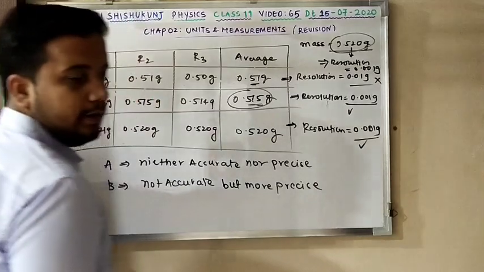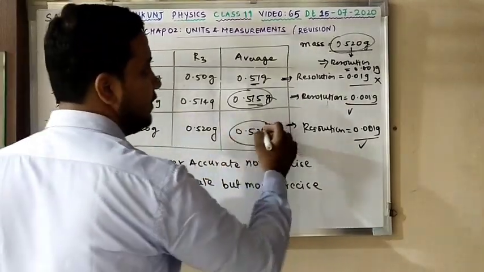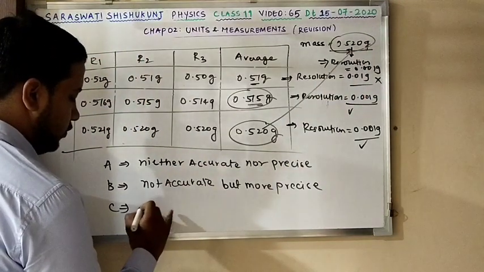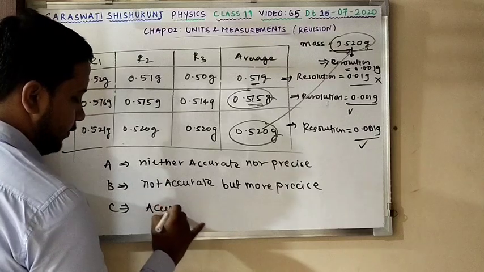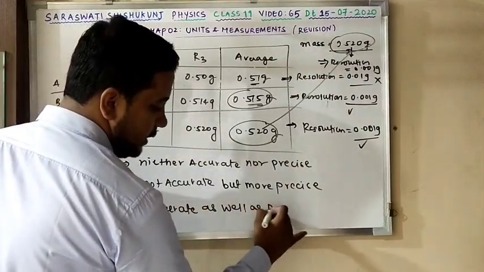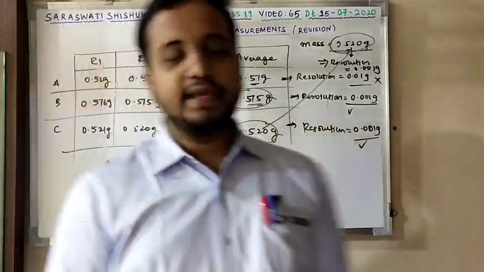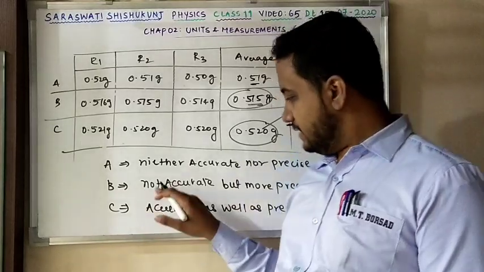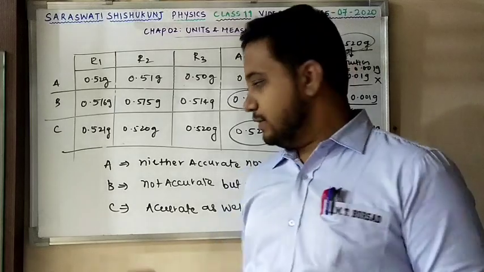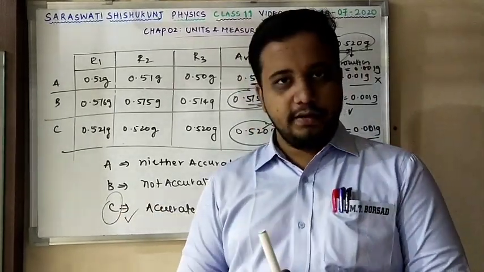Still this clear? For student C, you can observe that there is less difference. The final value matches the true value. So you can say accurate as well as precise. Clear? A is neither accurate nor precise, B is not accurate but more precise, and C is accurate as well as precise. So the perfect reading is given by student 3. Clear? Thank you so much.